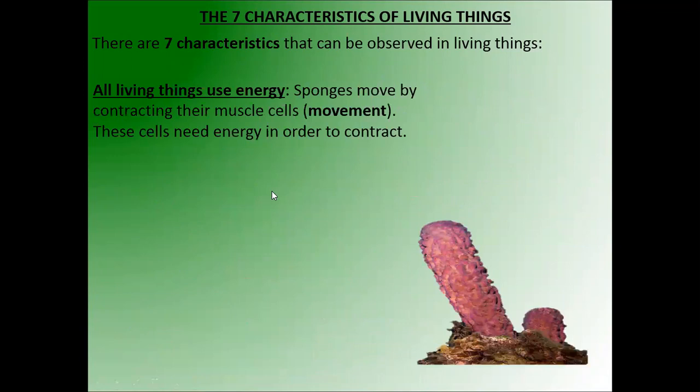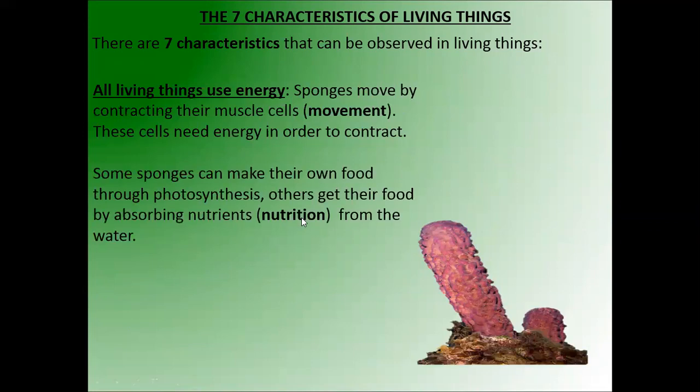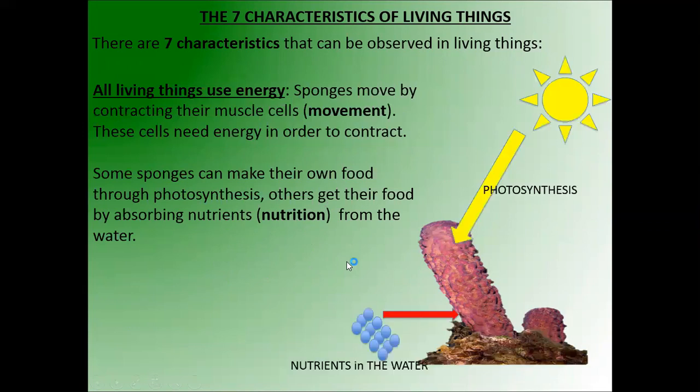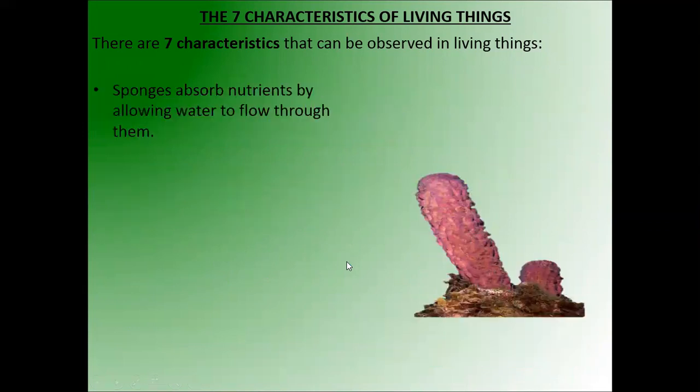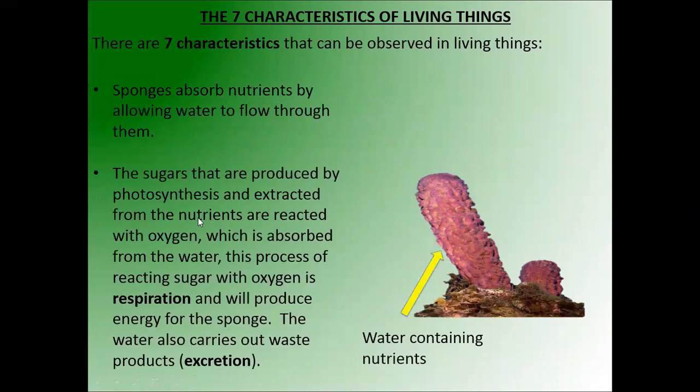And also, all living things use energy to move by contracting the muscles. And when this happens, the organism is also moving. Some sponges can make food by photosynthesis. In other words, they have to absorb nutrients from the water, like the video which I showed you before. Sponges absorb nutrients and allow water to flow through them. The sugars produced by photosynthesis and extracted from the nutrients are reacted with oxygen, and that's what gives rise to respiration, which I already explained to you before.